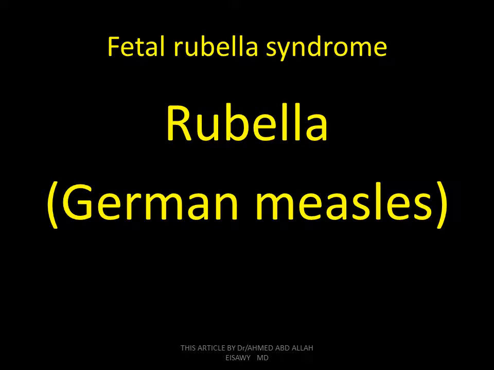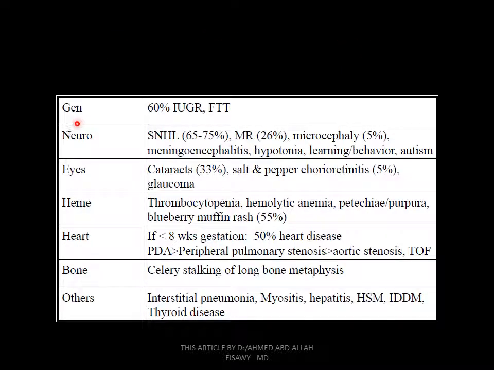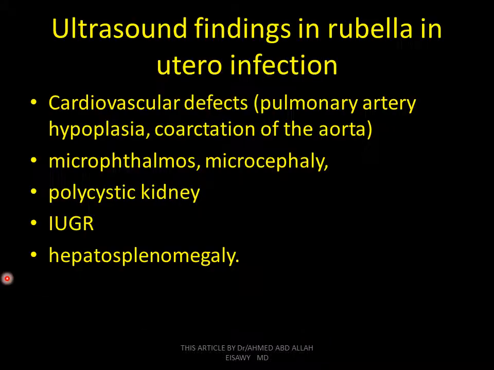Fetal rubella syndrome, rubella. First, the manifestations: we see IUGR. Neurologic: sensorineural hearing loss, microcephaly, meningoencephalitis, hypotonia, learning and behavior problems, autism. In the eye we see cataract, salt and pepper chorioretinitis and glaucoma. In the blood, thrombocytopenia, hemolytic anemia, purpura, and so on. In the heart we see heart disease like peripheral pulmonary stenosis, aortic stenosis, tetralogy of Fallot, PTA. In the bone, cellular stocking of long bone metaphysis. Other manifestations: interstitial pneumonia, myositis, hepatitis, hepatosplenomegaly, and thyroid disease.